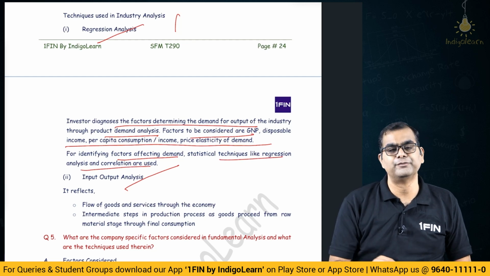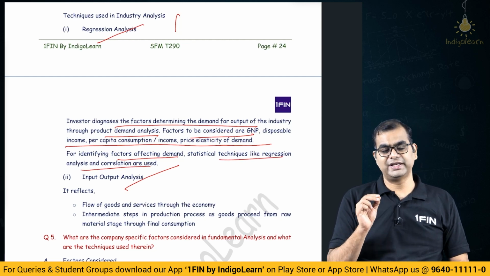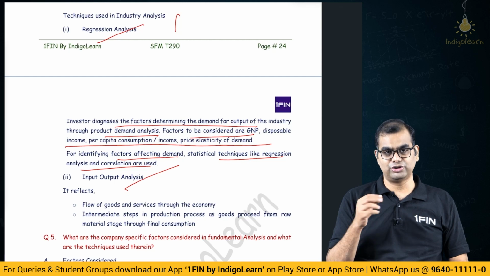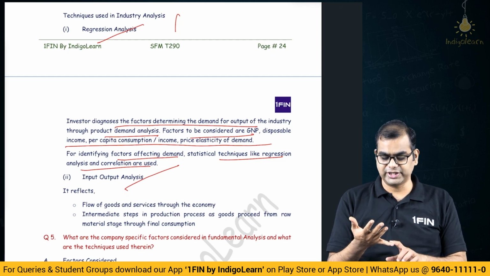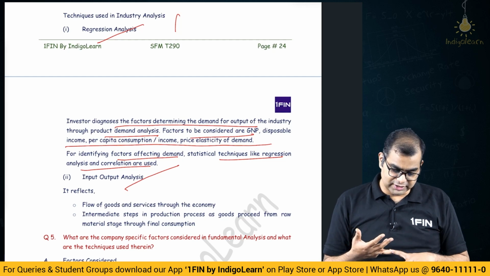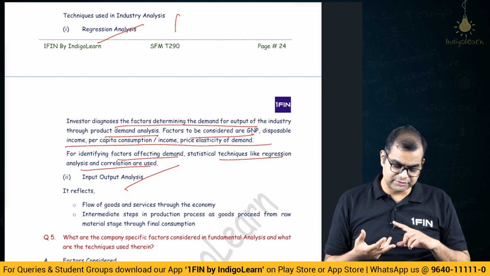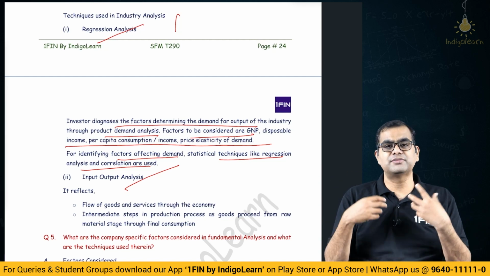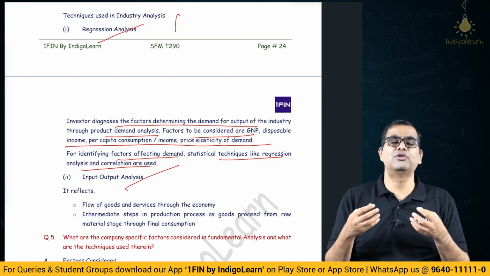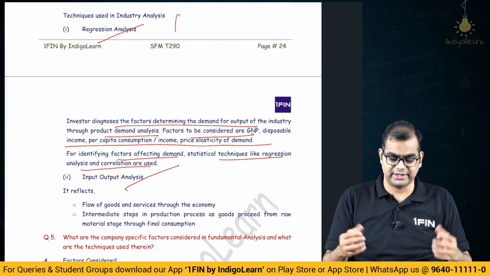So what are we talking about here? Basically, when you use regression analysis, you are trying to arrive at the growth rates for the industry by linking it to GDP, per capita consumption, and disposable income. So you use multiple sets of factors and arrive at an equation which will give you how the industry will grow. That is basically what regression analysis is.